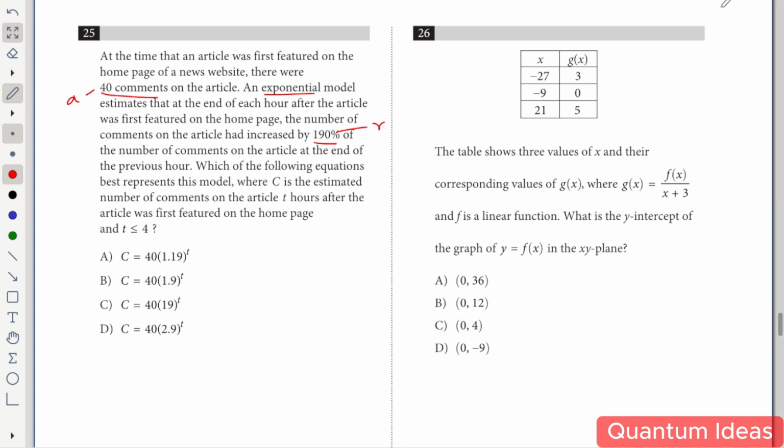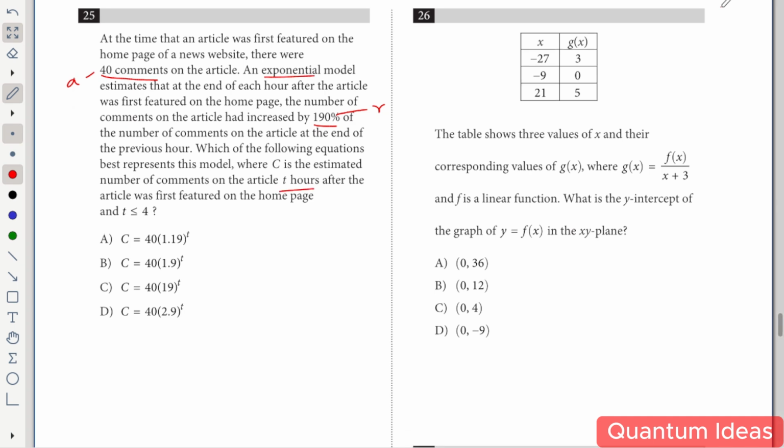This model is exponential, where C is the estimated number of comments on the article t hours after the article was first featured on the homepage. So C will basically be A times b to the power t, right? This is A times 1 plus 190%, since increase means plus, to the power t. So what is our A? The initial number of comments is 40. So 1 plus 190%, which is basically 1.9, to the power t. So this will be 40 times 1 plus 1.9, which is 2.9, to the power t, and that will be our final answer, that is D.